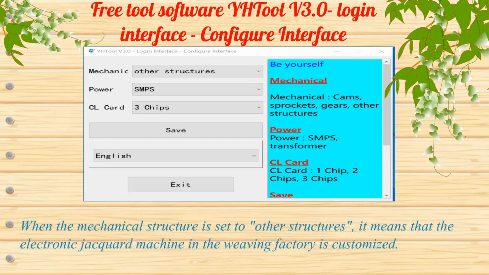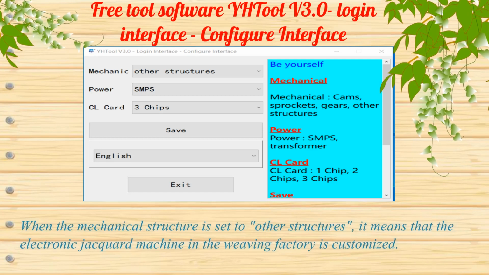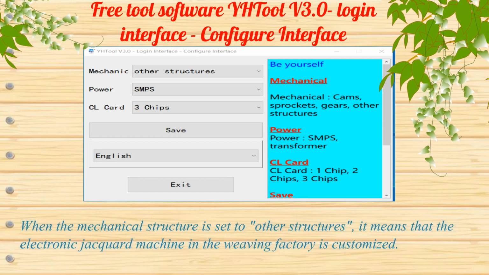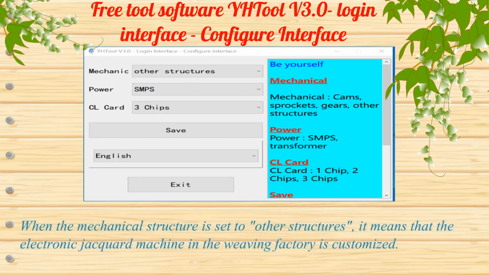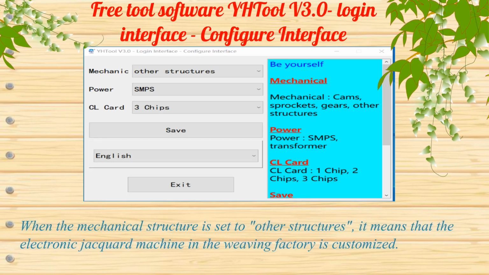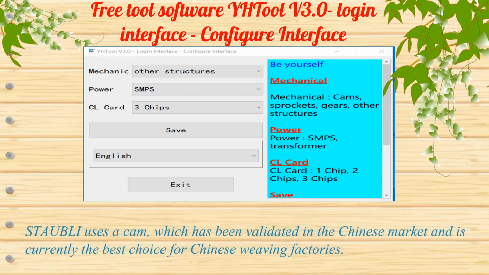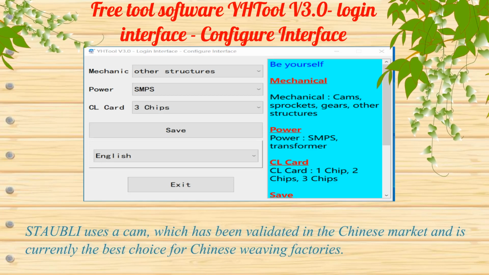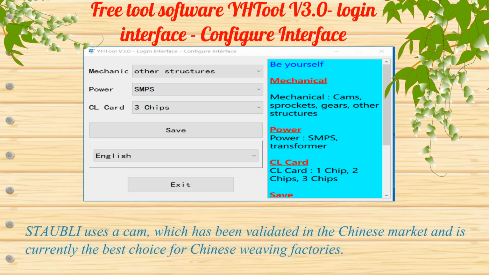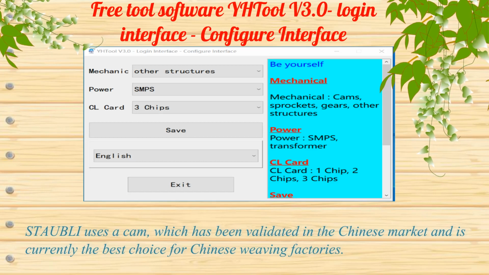When the mechanical structure is set to other structures, it means that the electronic Jacquard machine in the weaving factory is customized. Stubbly uses a cam, which has been validated in the Chinese market and is currently the best choice for Chinese weaving factories.